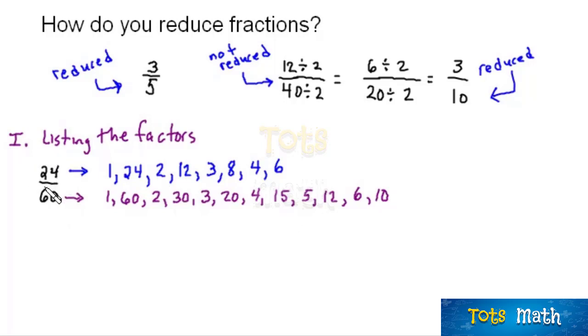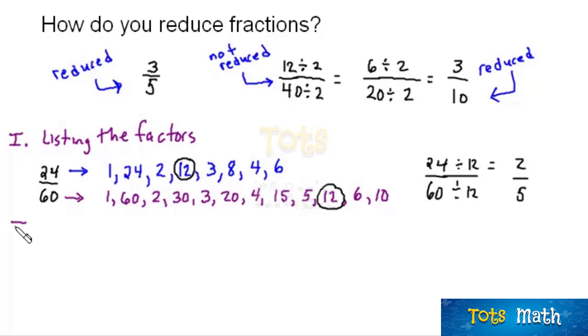So 24 and 60 have a lot of common factors. There's 2, 3, 4, 6, and 12. And we need the greatest common factor, so in this case it would be 12. Now we can divide 24 and 60 by 12. And that gives us 2/5. So we've reduced 24/60 to 2/5, and that's in simplest form.